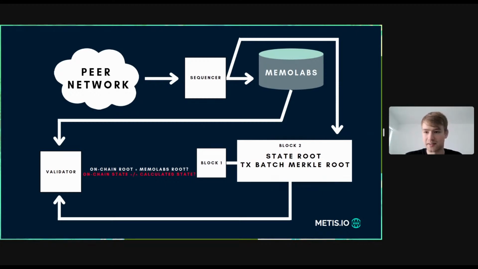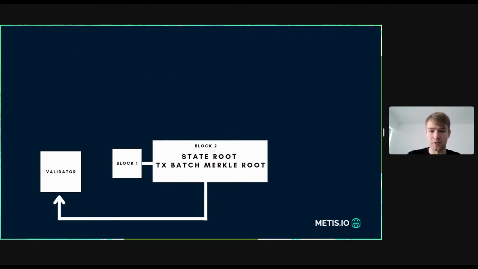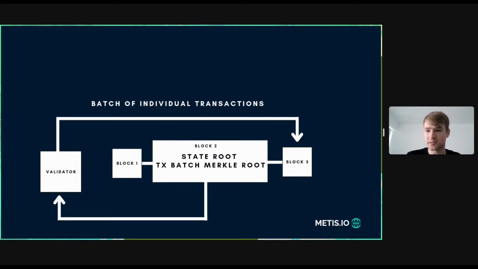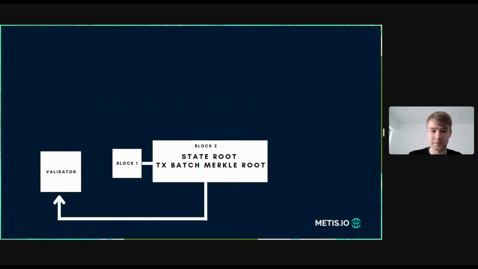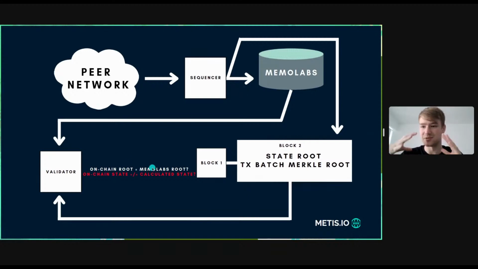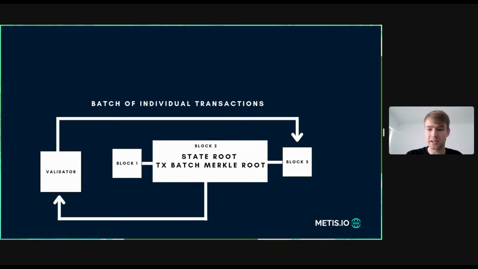Now let's say the transaction data was correct, but the calculated state is not correct. This means that the state that the sequencer has posted is not correct, so there was a malicious sequencer. In this case, the validator would take the batch of individual transactions that they've received from Memo Labs, because it was determined that the on-chain root and the Memo Labs root were correct. They take those individual transactions and post them on-chain, which then becomes more of an optimistic rollup mechanism, where all the data becomes on-chain, and a fraud proof can be posted in order to slash the sequencer. So this becomes an optimistic rollup in this case.